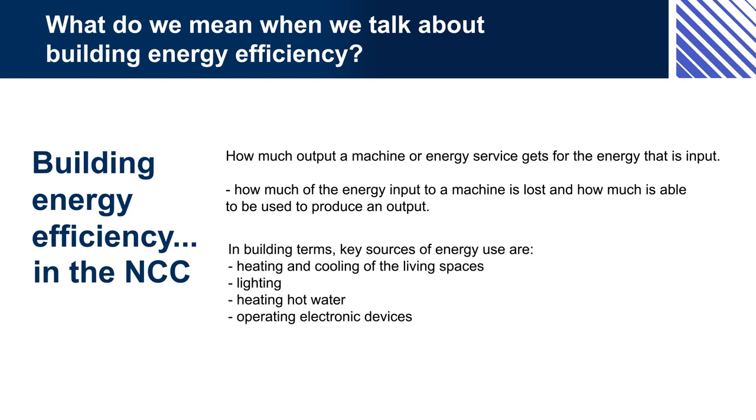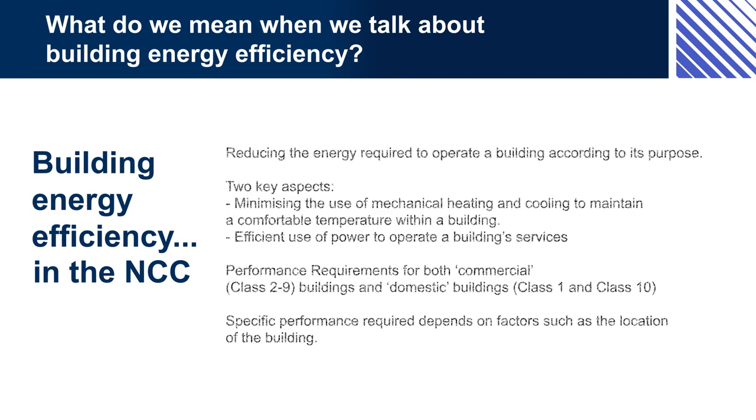In building terms, key sources of energy use are heating and cooling of living spaces, lighting, heating hot water, operating electronic devices. The NCC energy efficiency provisions are designed to ensure that a building is designed and constructed in such a way that it is possible to operate a building with an appropriate minimum level of energy use, given its purpose and geographical location. There are performance requirements for both Class 2 to 9 buildings, commercial, and Class 1 and 10 buildings, domestic.